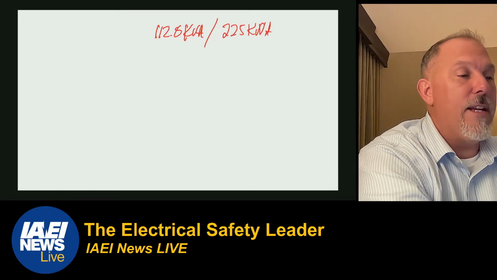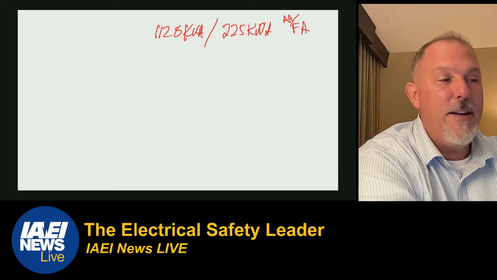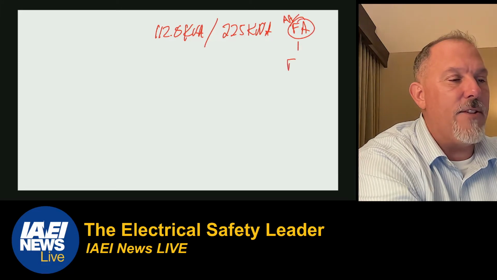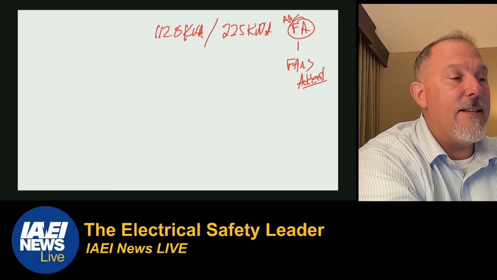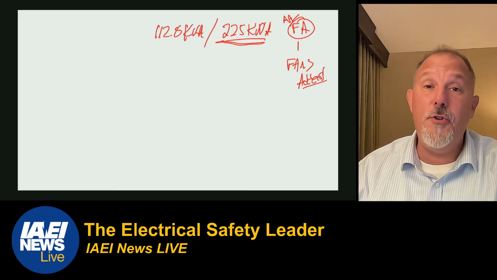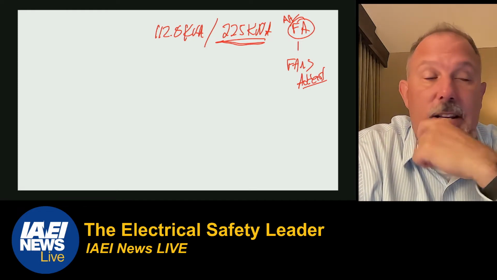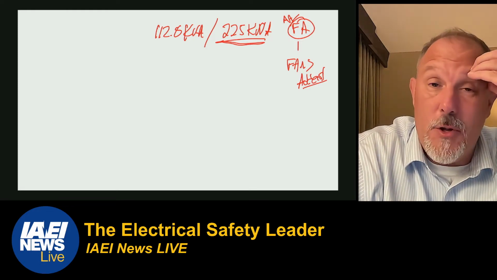And there was a FA, AA, FA. And you go, well, what's the FA? Well, fans are added, right? And that tells me that when I run fans, I can actually put more load on that transformer. So now I have different full load amps.